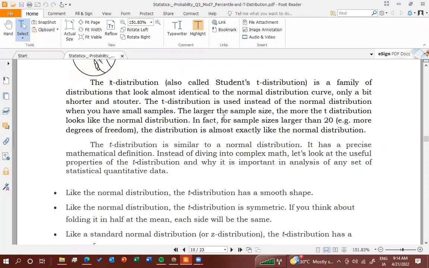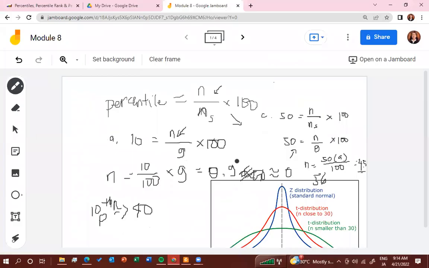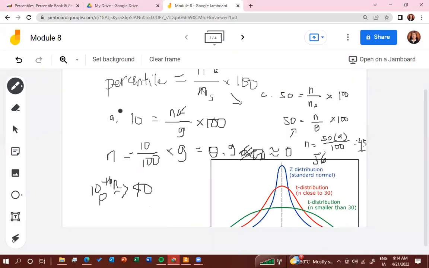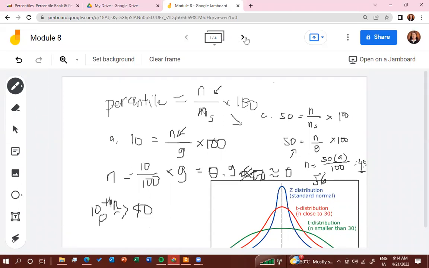The T distribution is similar to the normal distribution curve, similar but not 100% the same. The T distribution is a family of distributions. So if you think about it, it comes in many forms. It's a family, which means to say that there are several.